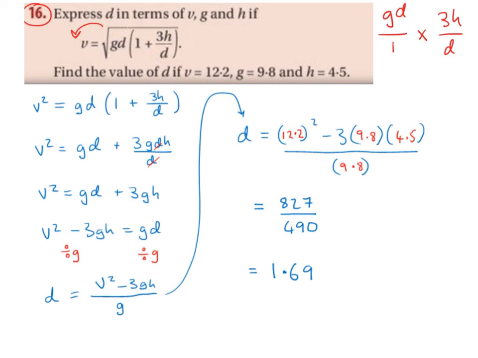I'm trying to make d the subject, so I want to get the d on its own. So I need to bring the plus 3gh over the other side, and it's going to become minus 3gh. So now I've got the d almost on its own. To get it on its own, I need to divide by g, which will cancel those out. If I divide by g on the right of the equal sign, I must divide by g on the left of the equal sign. So I get v squared minus 3gh over g. Now d is the subject. I just have to sub in 12.2, 9.8 and 4.5, and then 9.8 in my denominator as well. Multiply it out and I end up with 1.69.